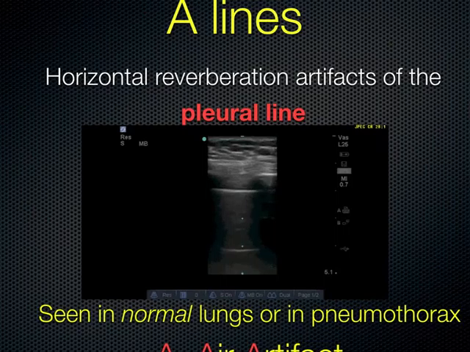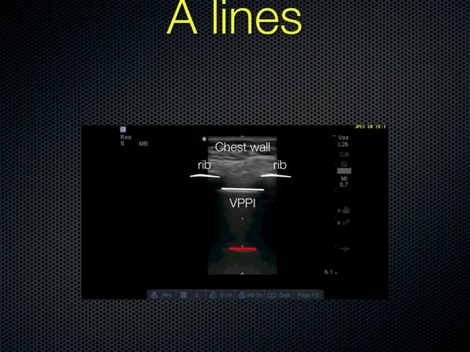With A lines, we are looking at a horizontal reverberation artifact that originates from the pleural line. What happens here is the ultrasound waves encounter the pleural line, which is adjacent to air. So these 2 adjacent areas, which have very different acoustical impedances, will set up an internal reverberation at that interface. Some of the waves end up coming back to the probe as a reflection off of the air in a delayed fashion, and then the probe interprets that as a deeper structure with that appearance. So we see the A lines in both normal lungs and in pneumothorax.